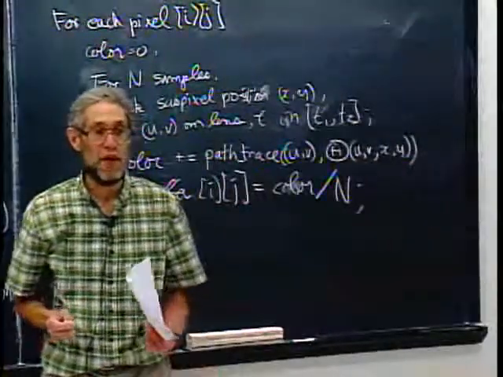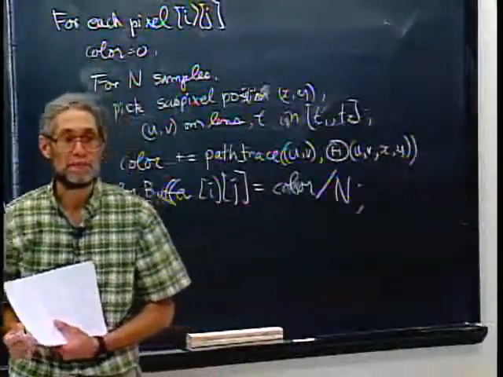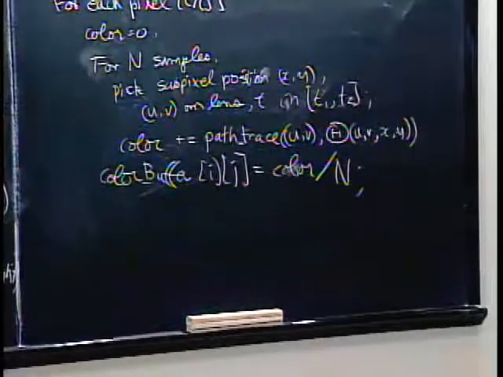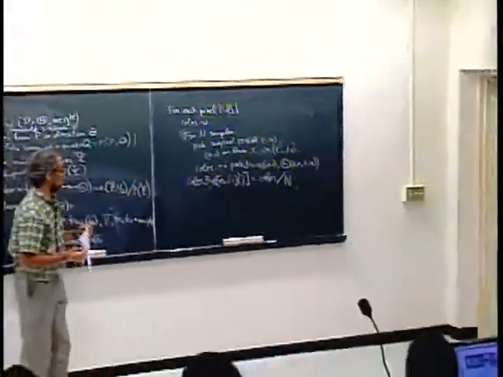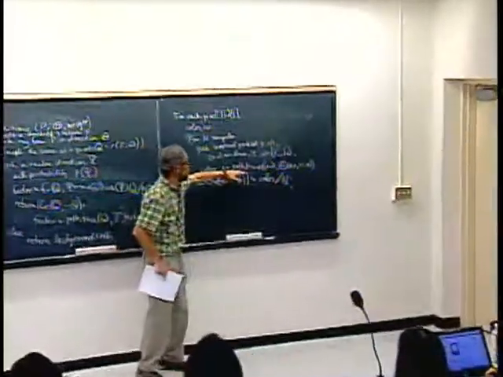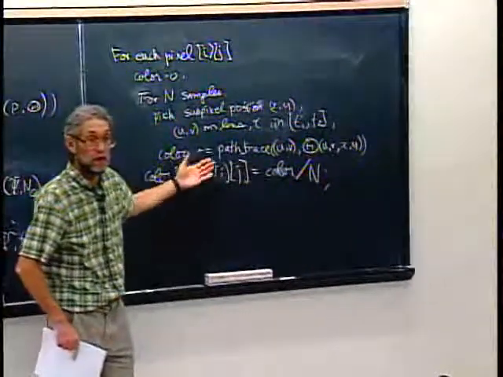So I think that's it for today. I'll talk about Russian roulette next time. So if you weren't doing this path tracing, you were just doing the color, then you just get the average color like we talked about last time.